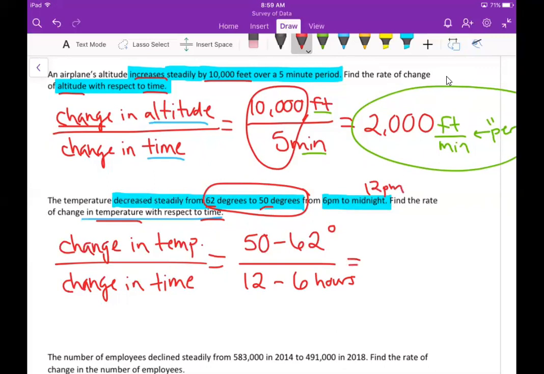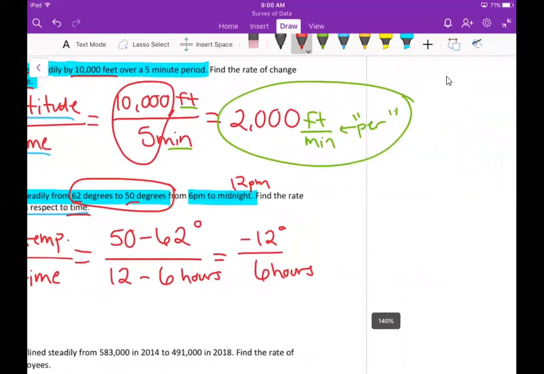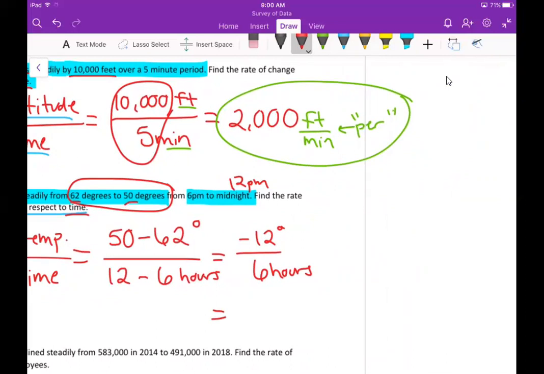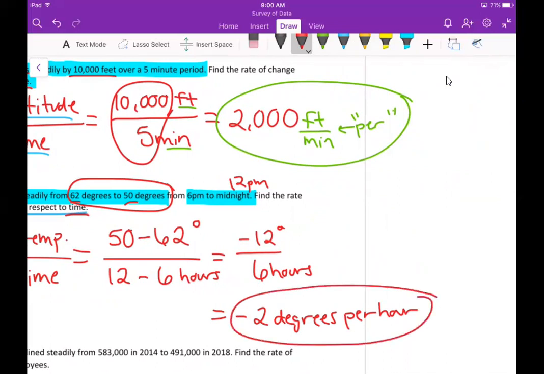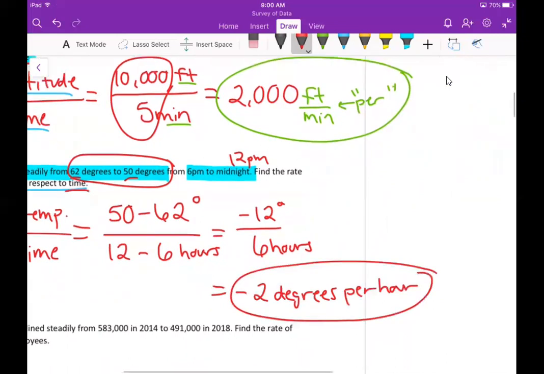Okay, so I find that the difference in the temperature went down 12 degrees in those 6 hours that it took to get from 6 p.m. to midnight. So in our final answer here, we divide -12 by 6 and we get a number of -2, and that's degrees from the numerator per hour. So I know that it changed by 12 degrees in 6 hours. That's an average change of 2 degrees every hour. We're getting that average rate of change.